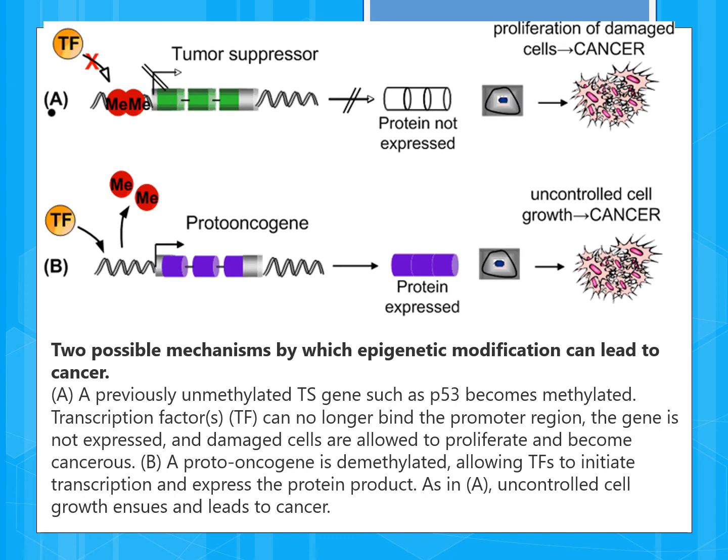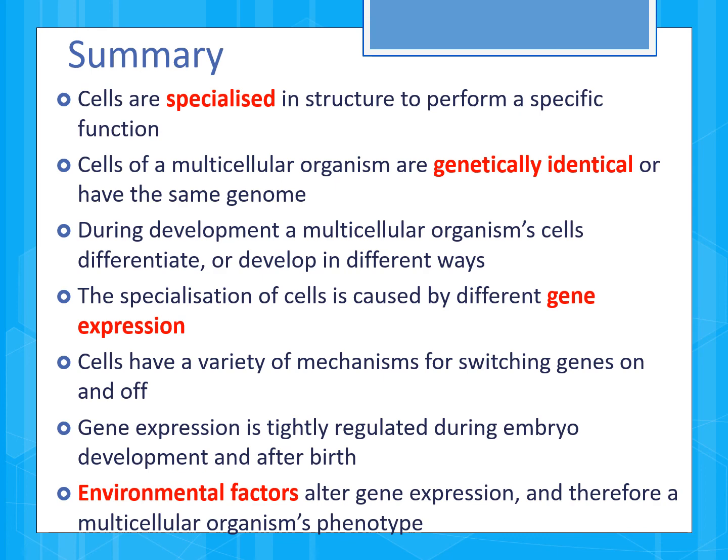So in summary, cells are specialized in structure to perform a specific function. They're all genetically identical. What leads to that specialization is the genes that are expressed. In other words, which genes are activated and transcribed and translated and which ones are not. There are a variety of mechanisms for switching genes on and off. It can be mechanisms in transcription. It can be in alternative splicing.